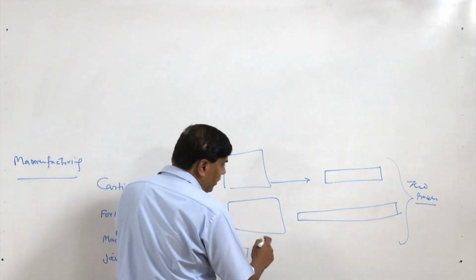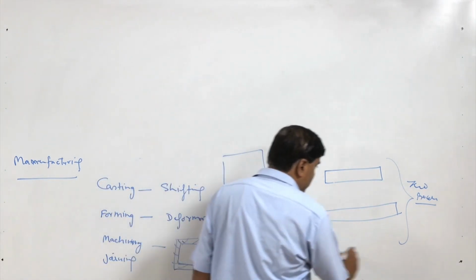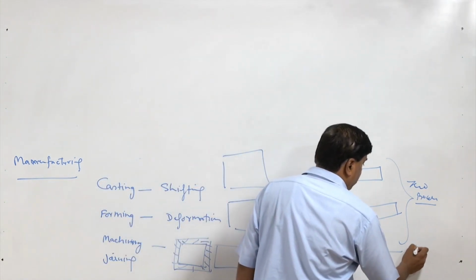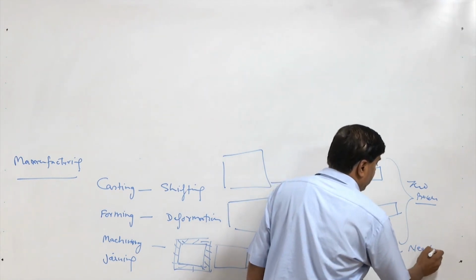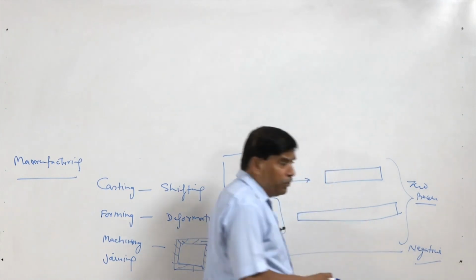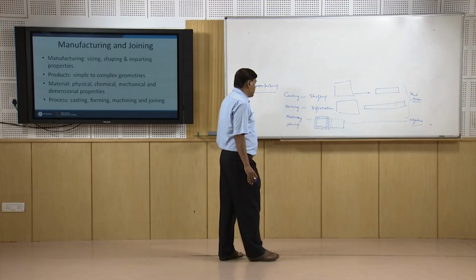Since removal of material from the stock is involved here, all the machining processes fall in the category of negative processes, where removal of the material is involved to achieve the desired size and shape.